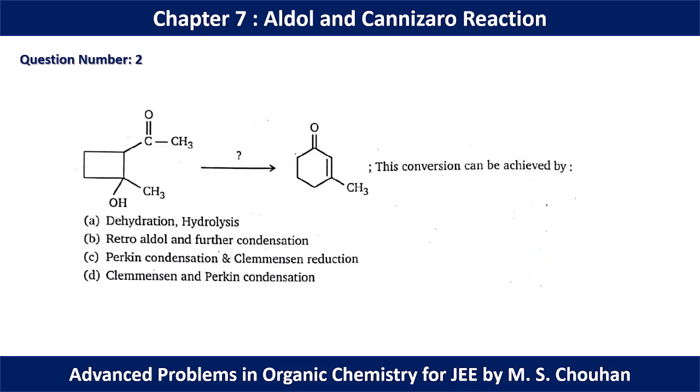In question number 2 we again have an aldol reaction. First we have to perform the retroaldol reaction to get the starting material, and finally we have to go for the further aldol condensation to form the final product. So if we start with this molecule CH3 C double bond O CH3, again this is our alpha position, this is the beta position, so we have to dissociate its alpha-beta position to have the initial product, and in this case the initial product is going to be this one.